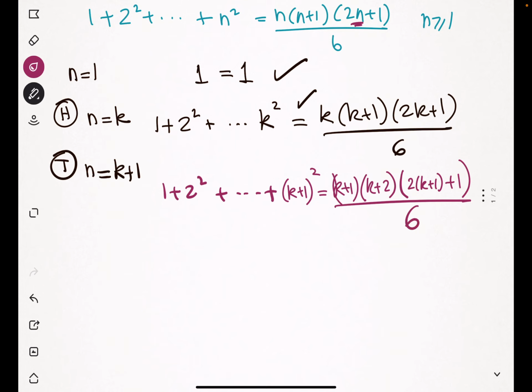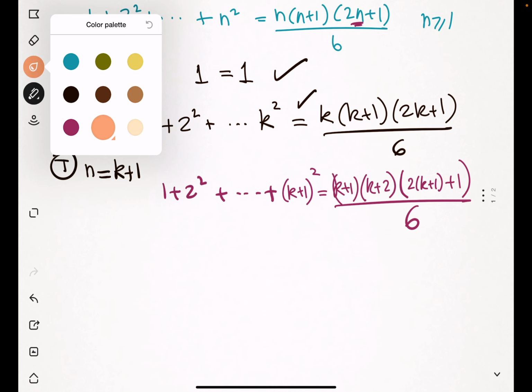So that is what we don't know if it's true. That is what we want to prove is true. See the difference? Here it is proved, here we want to prove it. We don't know yet if it's true or not. And how are we going to prove whether it's true or not? Well, we are going to use what we know.